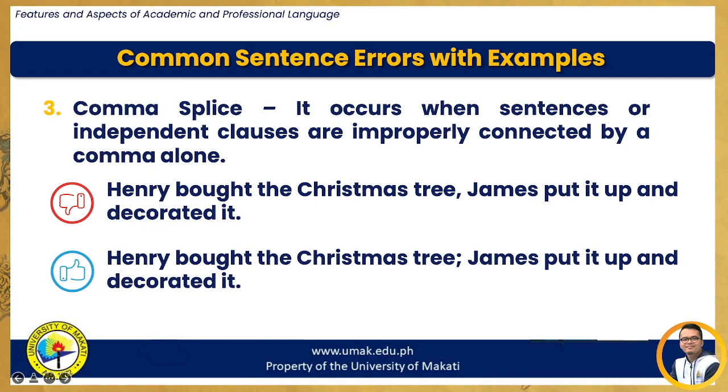Next is comma splice. This error occurs when sentences or independent clauses are improperly connected by a comma alone. For example, "Henry bought the Christmas tree, James put it up and decorated it." In this sentence, the two clauses or complete sentences were separated by a comma instead of a period or a semicolon. To correct this error, you should write, "Henry bought the Christmas tree. James put it up and decorated it."